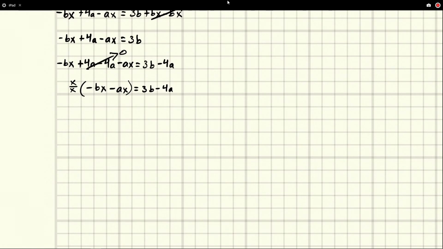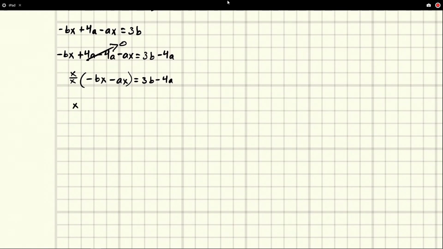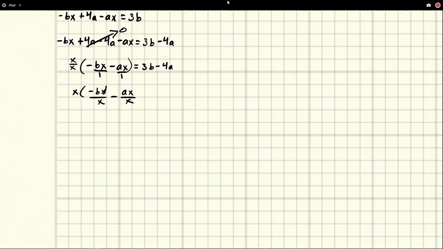And so let's go ahead and look at it from this perspective. So this would be like x times negative bx, and I'm going to only bring in the bottom x. So when I multiply the bottom x in, and remember fractions, they multiply straight across, so these are really like they're over 1. And so the bottom x goes in. These turn to 1s when they simplify. And we're left with x times negative b minus a is equal to 3b minus 4a.